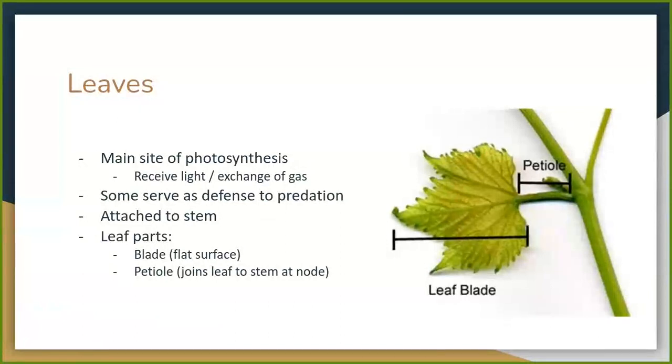The main structures of a leaf include the leaf blade and the petiole. The petiole is the section that connects the leaf to the stem, and the leaf blade is the actual flat surface.